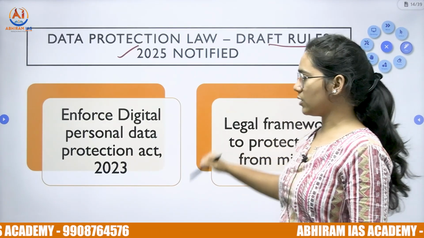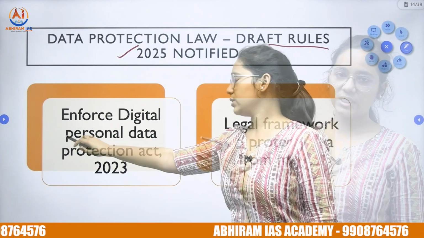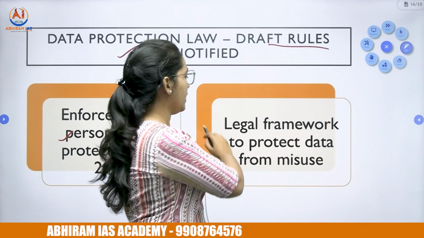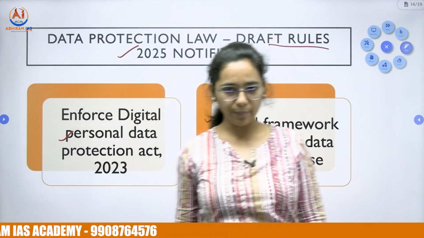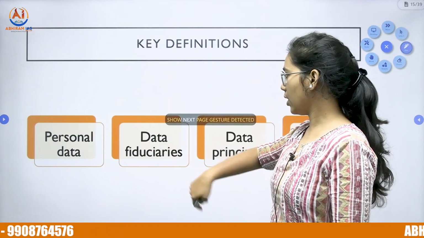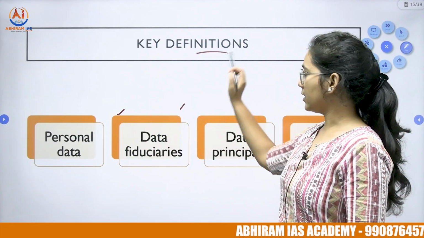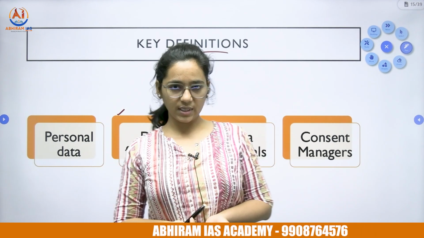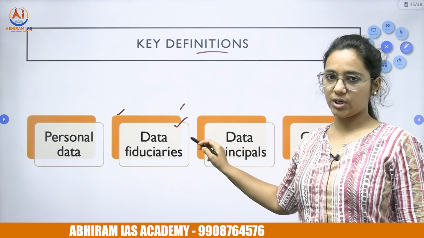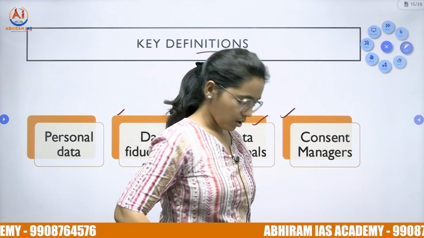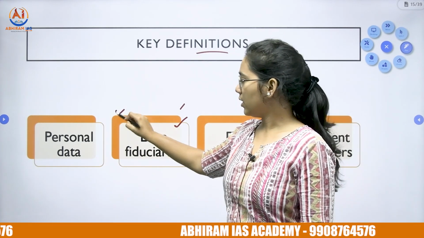Next, draft rules were notified. It is mainly to enforce the Digital Personal Data Protection Act of 2023, and it is a legal framework to protect the data from any misuse. So this law is about protecting the data from any misuse. There are some key terms, and let us understand their definitions. There is personal data, data fiduciary, data principal, and consent manager. So who are they and what are their definitions?